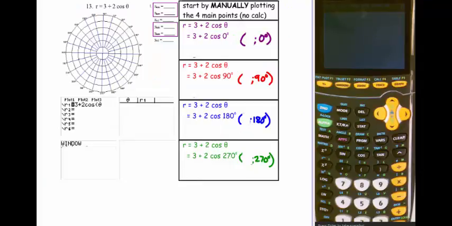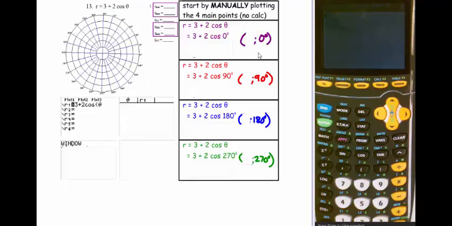So problem 13 is a little bit different than 1 through 12. What we're going to start by doing on this one, if you notice, now we have addition and subtraction. So our window settings are going to change. To figure out how we're going to even set up our window, we need to do a little bit of math. We're going to test points at our 4 main kind of easy degree measures. So we're going to test at 0, 90, 180, 270.